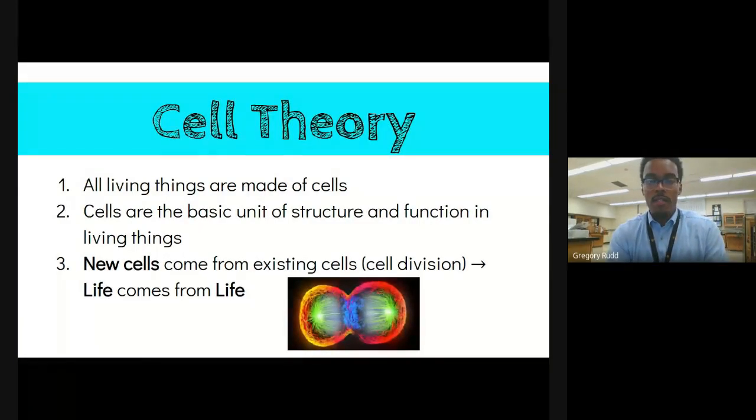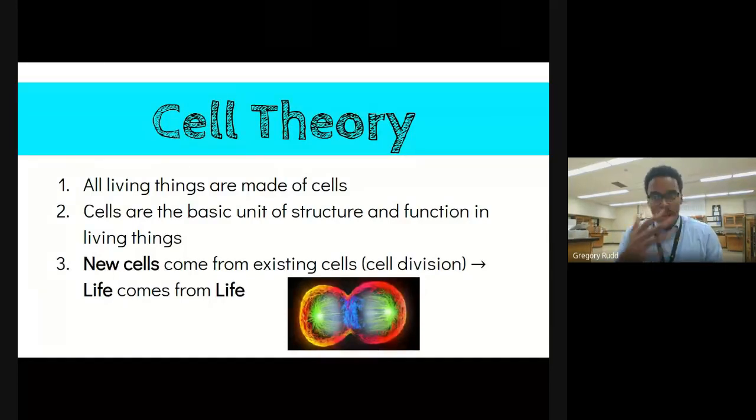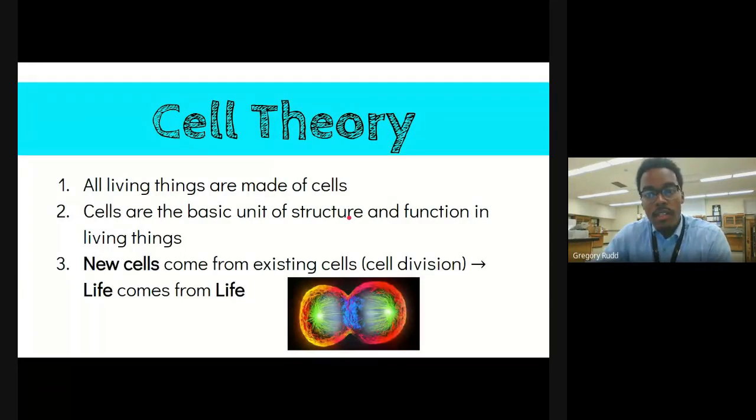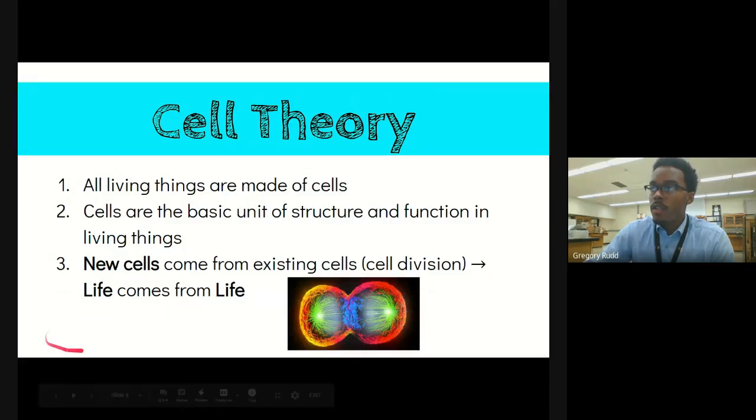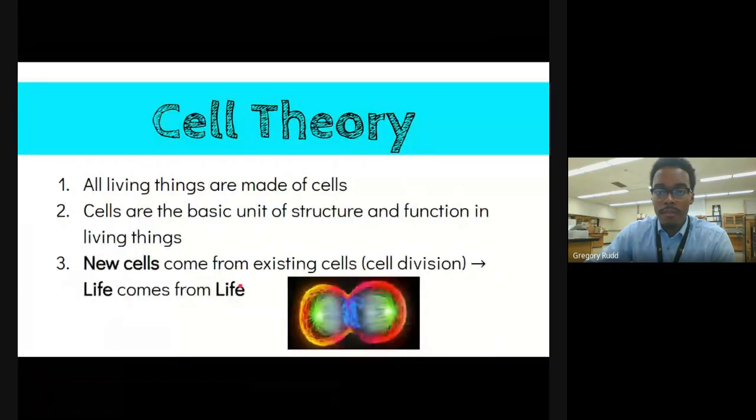But structure determines function. What this means is that the shape of a cell and what is inside of a cell will determine what that cell is able to do. It will determine that cell's job. And then lastly, point number 3 says, new cells come from existing cells, which means that life comes from life.